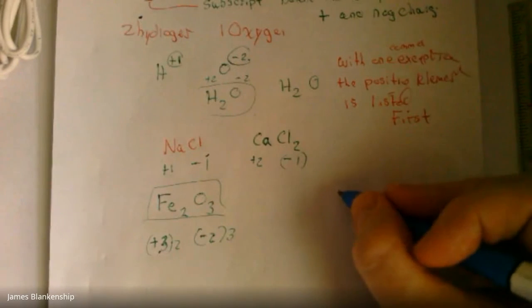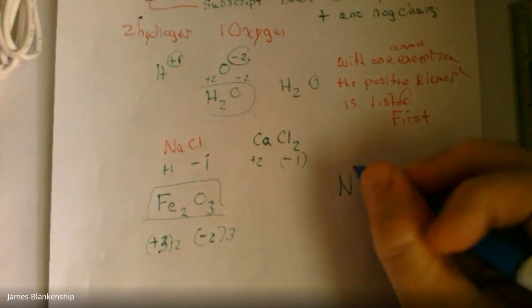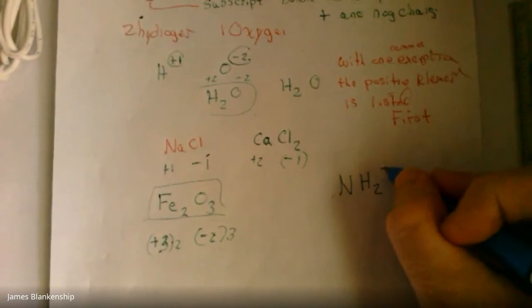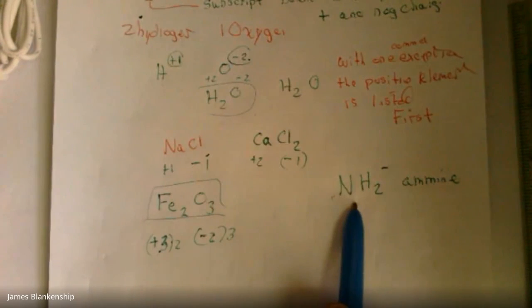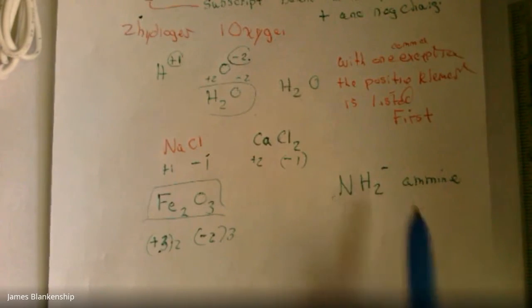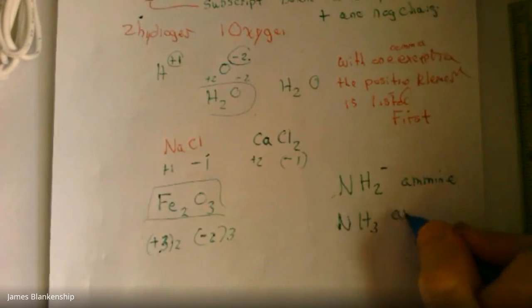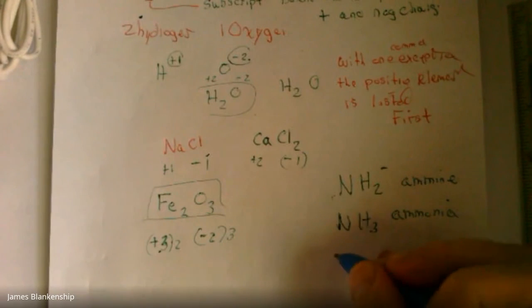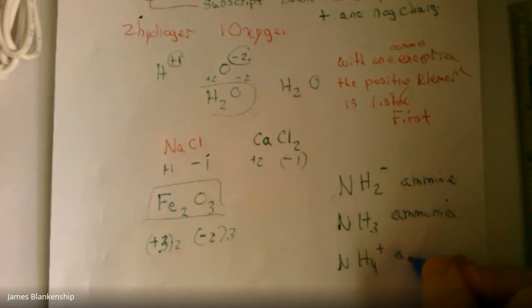Now I want to show you a very common, this is our common exception. You're going to see this series. If you stick with chemistry, you're going to see a lot of it. It's the nitrogen-hydrogen series. This first one is called amine. If you've heard of amino acids, that's part of what makes it an amino acid. Then you have NH3, that's ammonia. And then we have NH4 plus. This is ammonium.